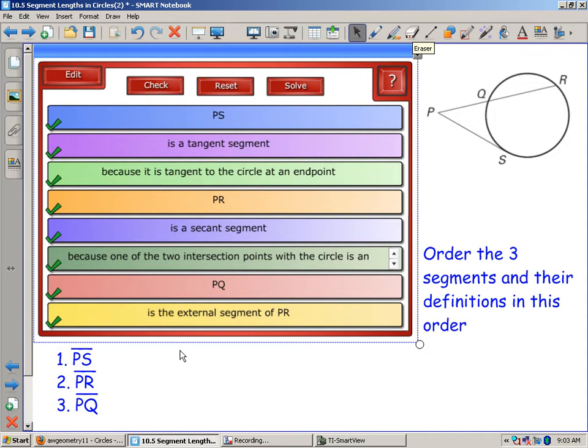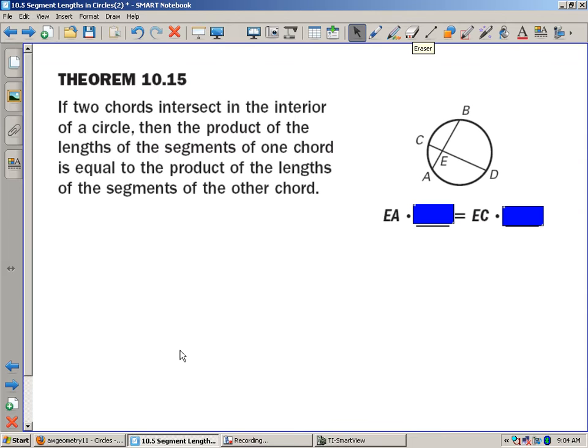So then we have our first theorem, and it says if two chords intersect in the interior of the circle, then the product of the lengths of the segments of one chord is equal to the product of the lengths of the segments of the other chord. So basically what it's saying is take the pieces inside, multiply them together, and it'll equal the pieces on the other side multiplied together. So EA times EB on the same line will equal EC times ED. That's our theorem. Make sure you get that down.